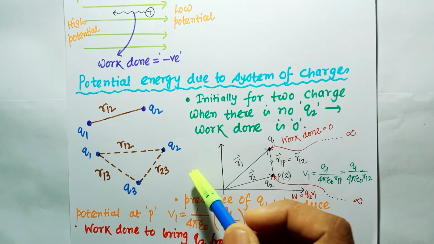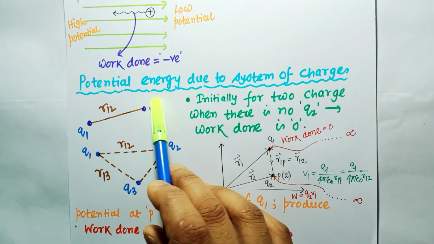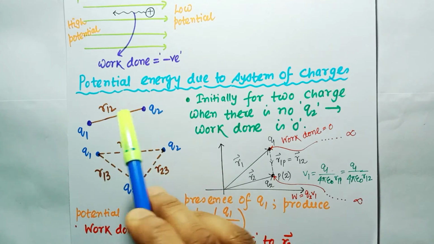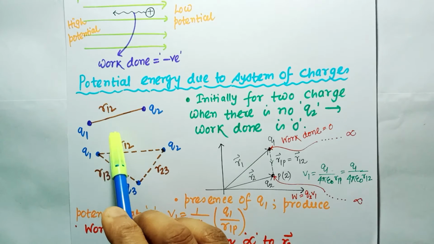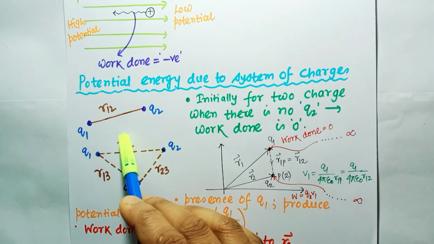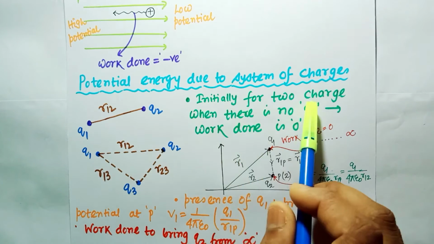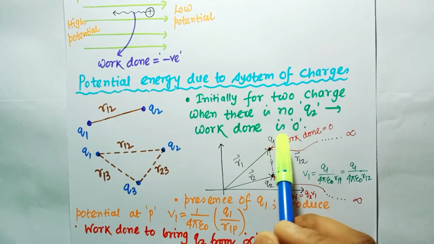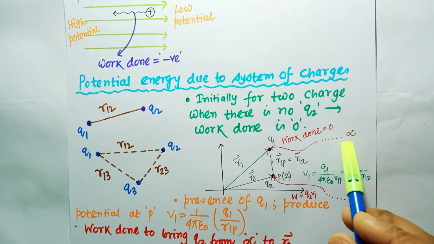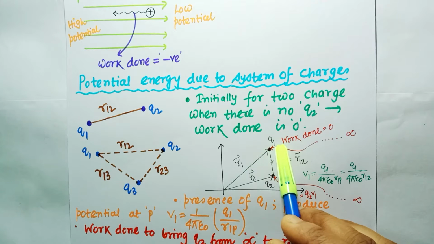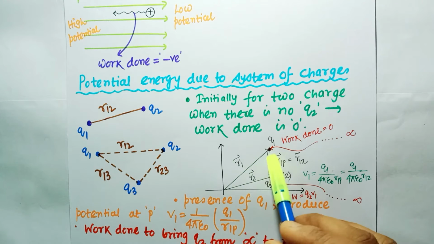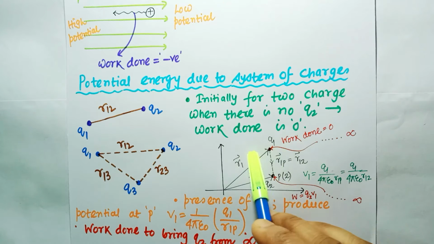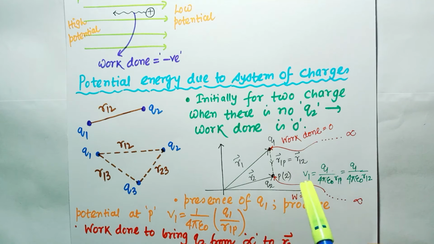So suppose initially there is no Q2 charge. I only bring the Q1 charge from infinity to some point, at the position R1. So the work done is zero. Initially, when there is no Q2, the work done is zero, because from infinity I bring the charge Q1, as you can see from the figure, to a position vector R1 from the origin. So the work done is equal to zero because there is no presence of other charges.